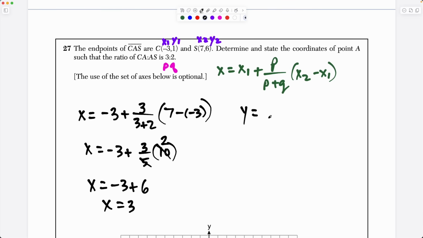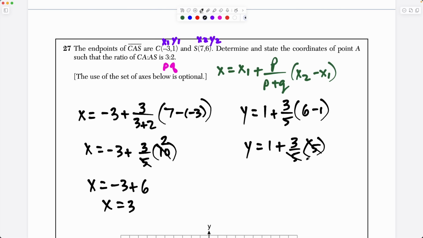So y1 is equal to 1, plus we're still going to get 3/5. So p over p plus q is still going to give us 3/5. But now the difference of the y values, we're doing 6 minus 1. So this gives us y equals 1 plus 3/5. Let's make that neater. So we have 3/5 of 5. 5 over 5 cancels, and 1 plus 3 is equal to 4. So our solution here, the coordinates of A is located at 3, 4.